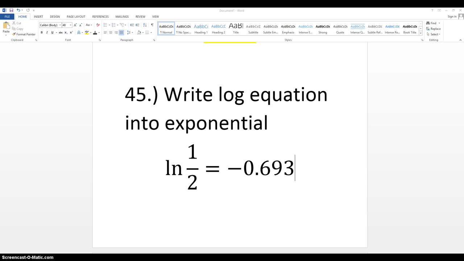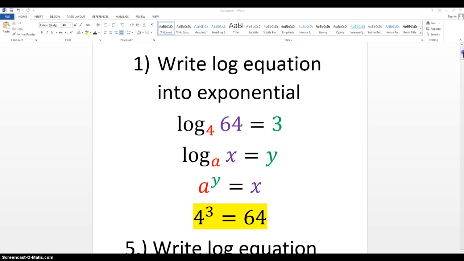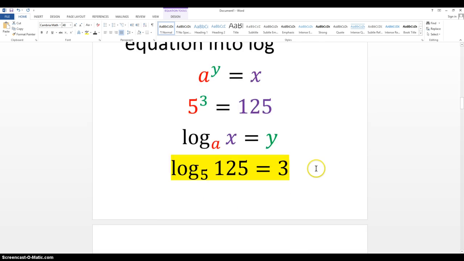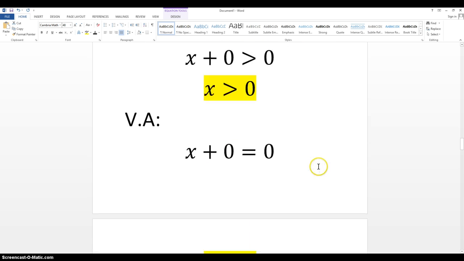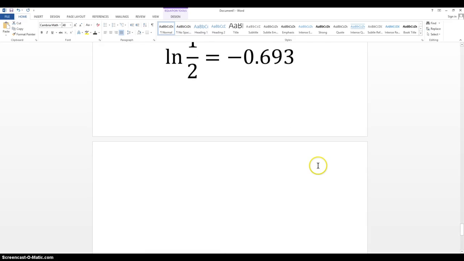It says write log equation into exponential. So this type of question is exactly like the type of question we actually had at the beginning. However, what's the difference? Instead of log, now we are using what? Natural log. That's right. So it's still the same process. So let's go ahead and copy and paste that. But again, instead of log, I'm going to use natural log. So let's go ahead and write that.